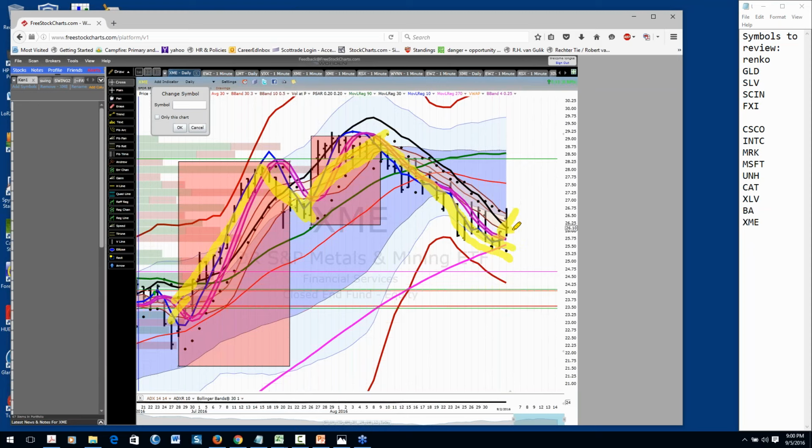We'd like to have been in this on Friday when it gave us a 1-2-3 entry, but there's still room in this thing to come up and test the swing high at 29. So you have a nice potential gain. And then if it fails, then we can see it coming back all the way down here to 23. So you have a nice gain available on the downside as well.